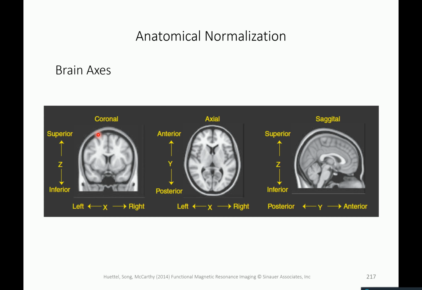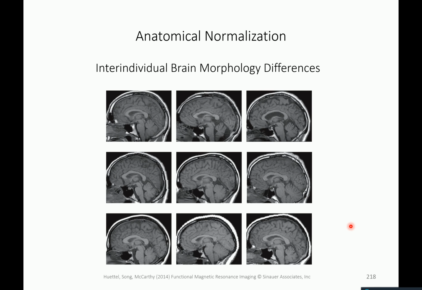This view of the brain is called a coronal view. Here you can see the X and Y axis and the superior and inferior. You have axial representations, anterior, posterior, left and right, and the sagittal view where you see the superior and the posterior and the anterior. So these are just the axes of the brain as they are defined.